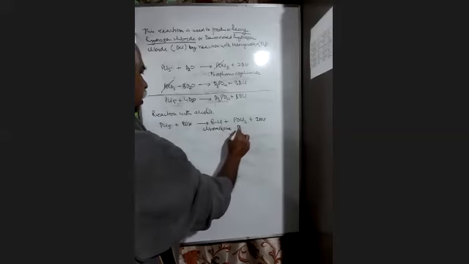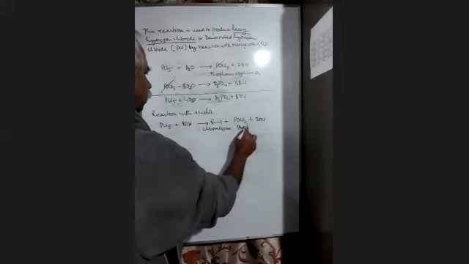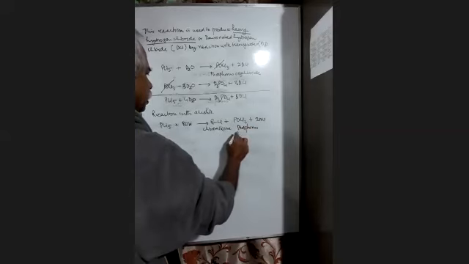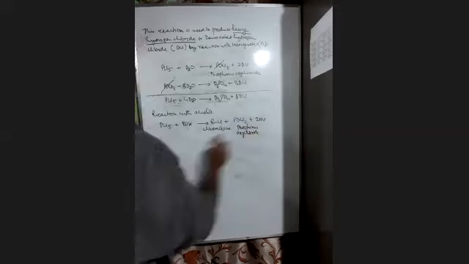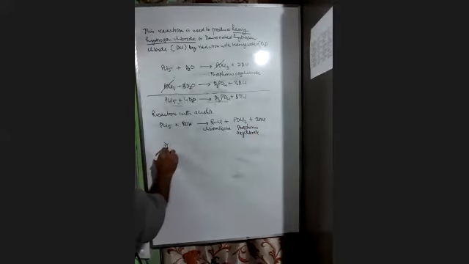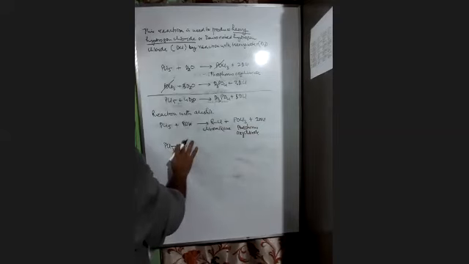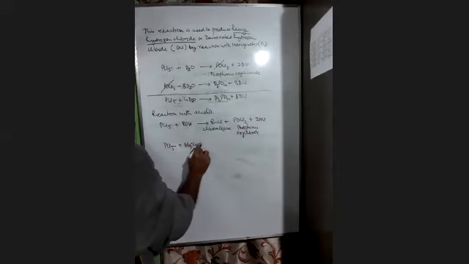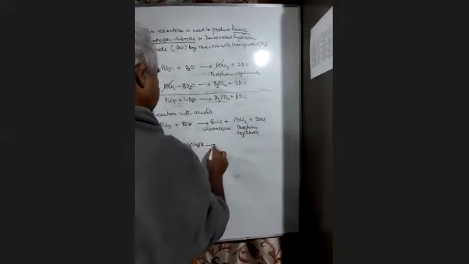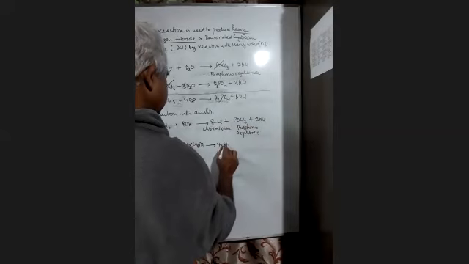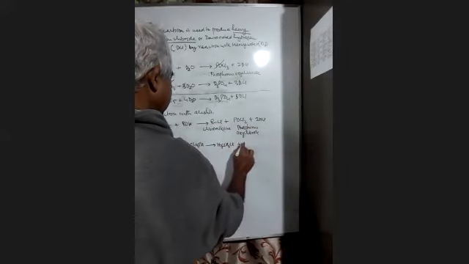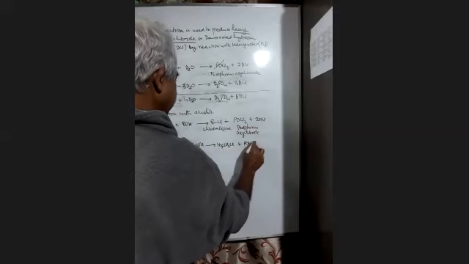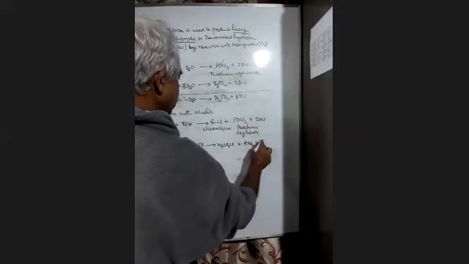This is what? Phosphorus oxychloride. So I'll write now here PCl5 and CH3CH2OH. So I'll get now here CH3CH2Cl, POCl3, and 2HCl.